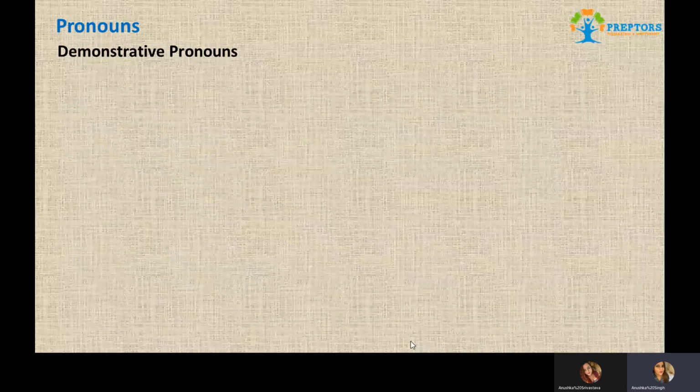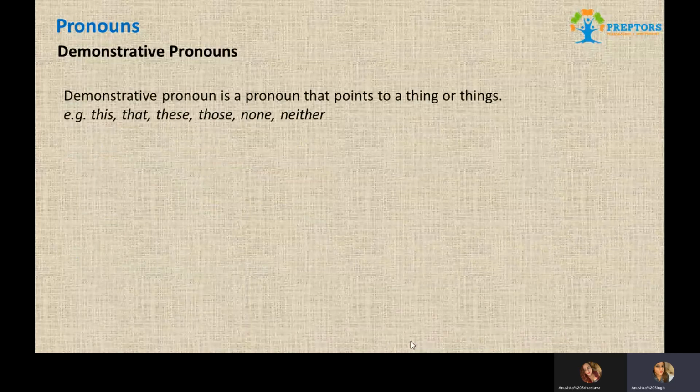Demonstrative pronouns are similar to relative pronouns, but the only difference is that they point out a thing or things without saying what they are. For example, they would say, this is black. So I've not mentioned what is black, but I'm just saying this is black. That is heavy. Can you see these? These are examples of demonstrative pronouns where I'm just pointing out things.